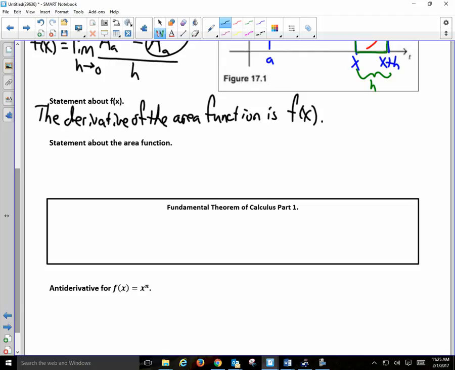So I'm going to flip it around. If the derivative of the area function is f of x, then the antiderivative of f of x is the area function.